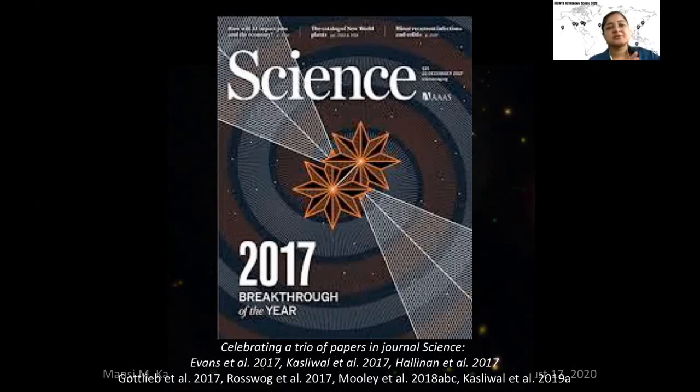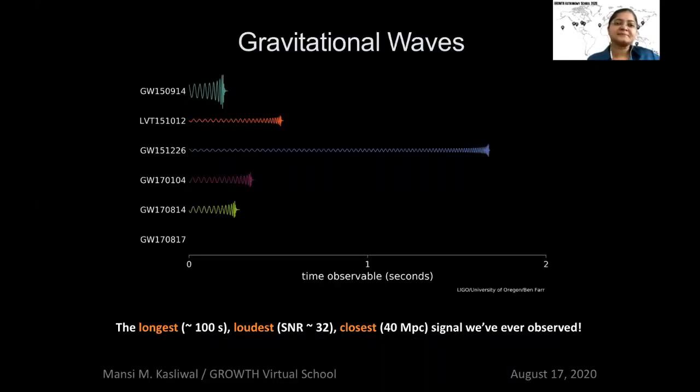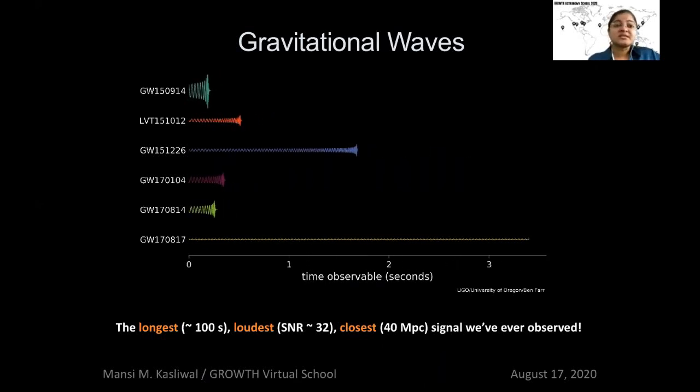The GROWTH team has published many papers on this. The first 3 papers were published in the Science issue for the 2017 Breakthrough of the Year. So that's what you see, this artist sketch here. But I'll tell you more about what we learned here. On August 17, 2017, for the very first time, we detected gravitational waves from a binary neutron-star merger.